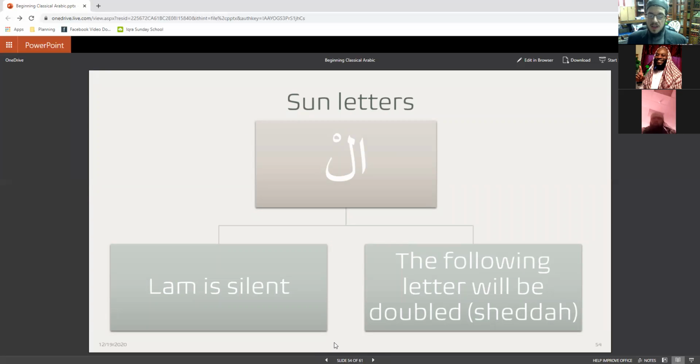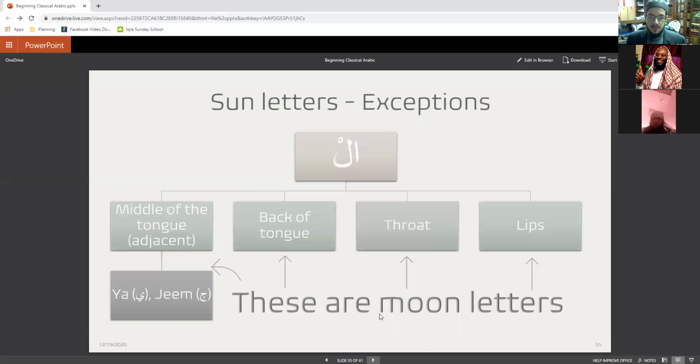Why are they called the sun letters? Because sun in Arabic, ash-shams, begins with sheen. Sheen is a sun letter, and so it's emblematic or iconic of the rest of them. What's the rule? The lam is silent, and the following letter will be doubled, represented by a shadda. And we already explained all of this.